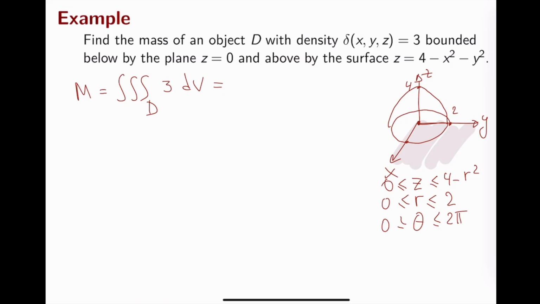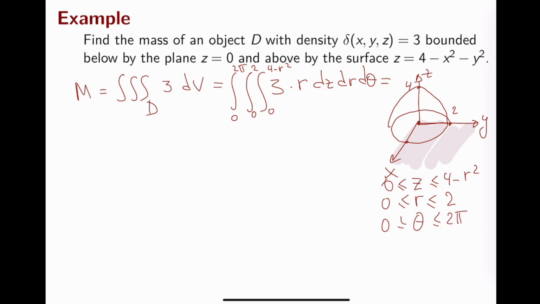So we are going to solve this integral by using this change of variables. This is going to be the triple integral where inside we put 3 times r, remember that in cylindrical coordinates you have to multiply by r. And the variation of z is going to be between 0 and 4 minus r squared. The variation of r is going to be between 0 and 2. And finally, the variation of the angle is going to be between 0 and 2 pi.